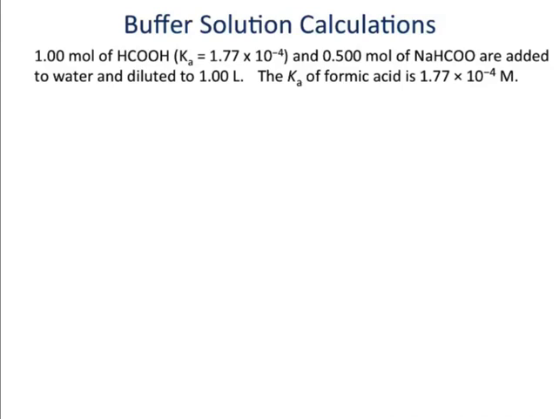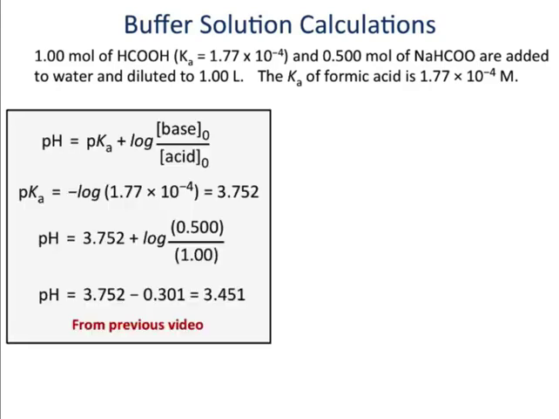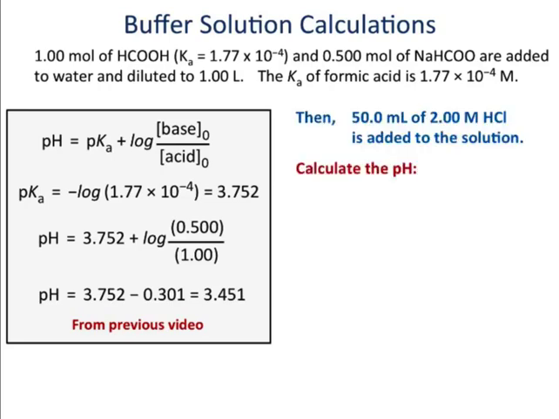So this is the example from the previous video where you have 1 mole of formic acid and half a mole of sodium formate added to water. And so here's the calculations we did in the previous video. Use the Henderson-Hasselbalch equation to find the pH of the solution. All right. Now here's the new bit: we're going to add some strong acid to this solution. So 50 milliliters of 2 molar HCl. What's the pH of this?